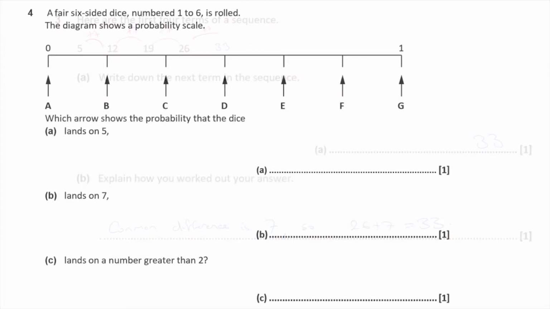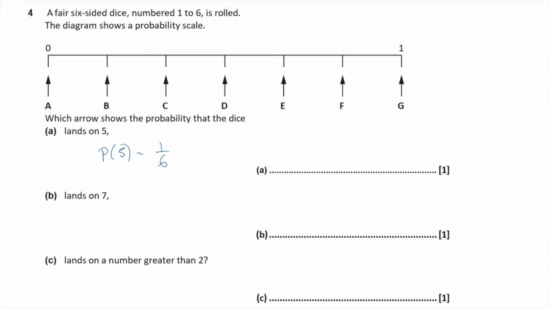Okay. Question 4. A fair 6-sided dice numbered 1 to 6 is rolled. The diagram shows a probability scale, and I've got the A, B, C, D, E, F, and G numbered on it. Which arrow shows the probability that the dice lands on 5? Okay, well, the probability of getting a 5, well, I've got 6 faces on the dice altogether, of which one is a 5. So my probability is a 6th. Okay, so which one is a 6th? I think that's B, isn't it?